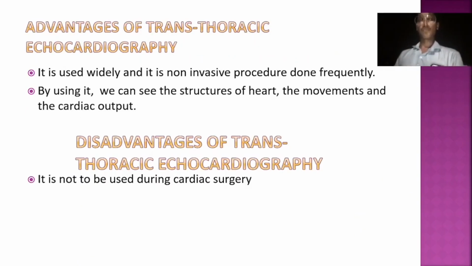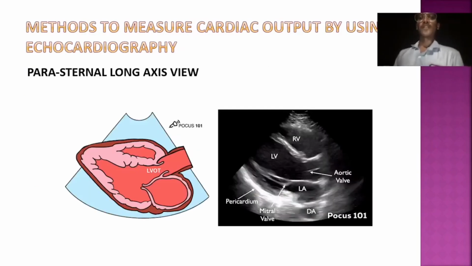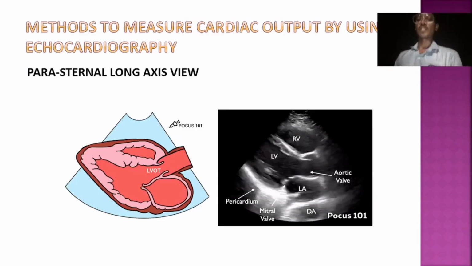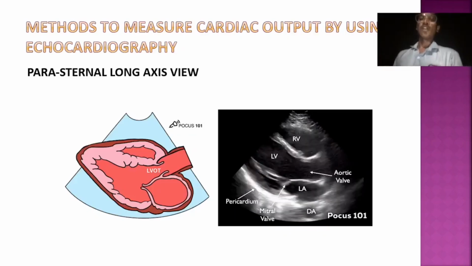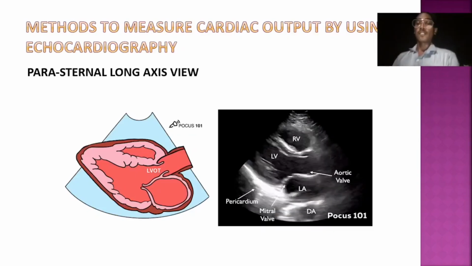And the advantages: it is a non-invasive procedure done frequently, so the structure and abnormalities of the muscle, the movement, and the cardiac output can be easily monitored. The disadvantage is that cardiac surgery could not be done while transthoracic echocardiography is being performed. These are the methods by which we can assess cardiac output using echocardiography. In the parasternal long axis view, we can assess the aortic valve and the left ventricle, and in between, the left ventricular outflow tract.